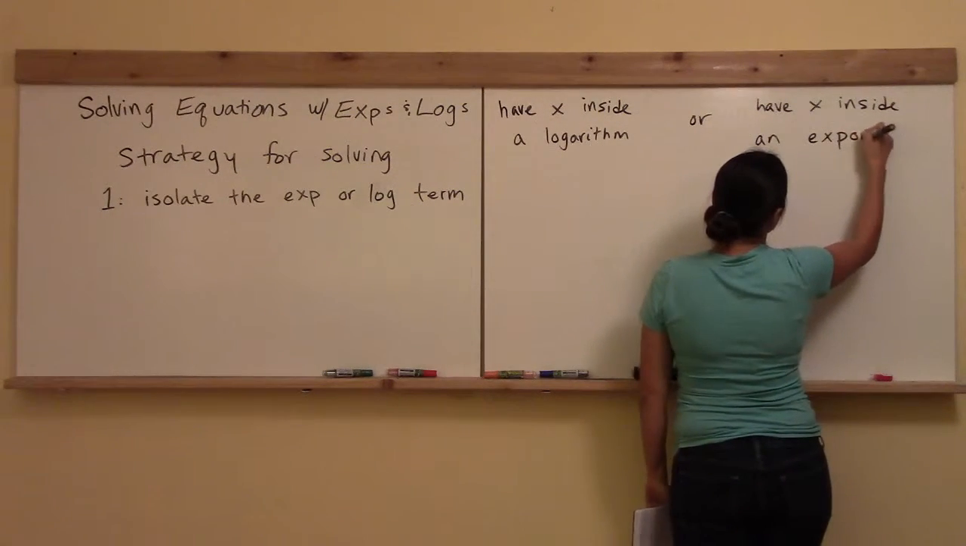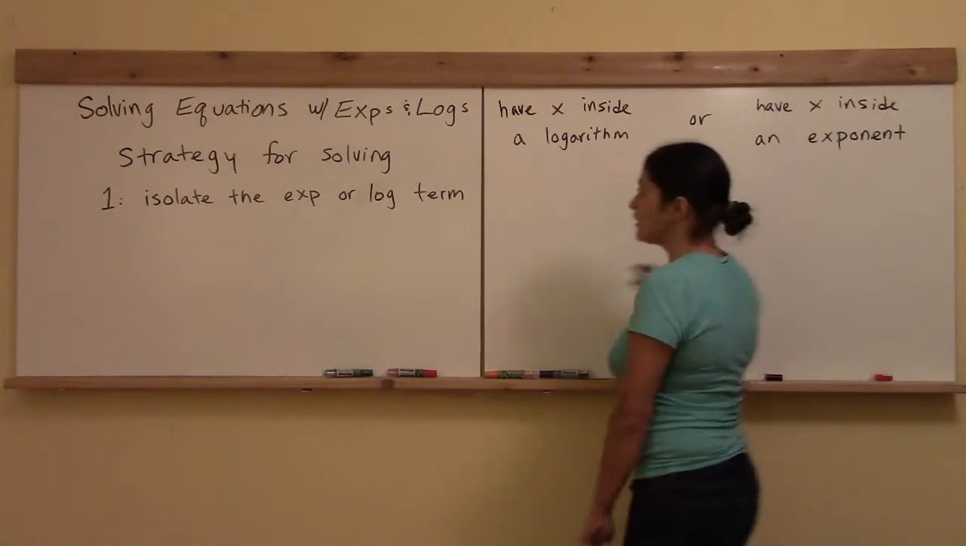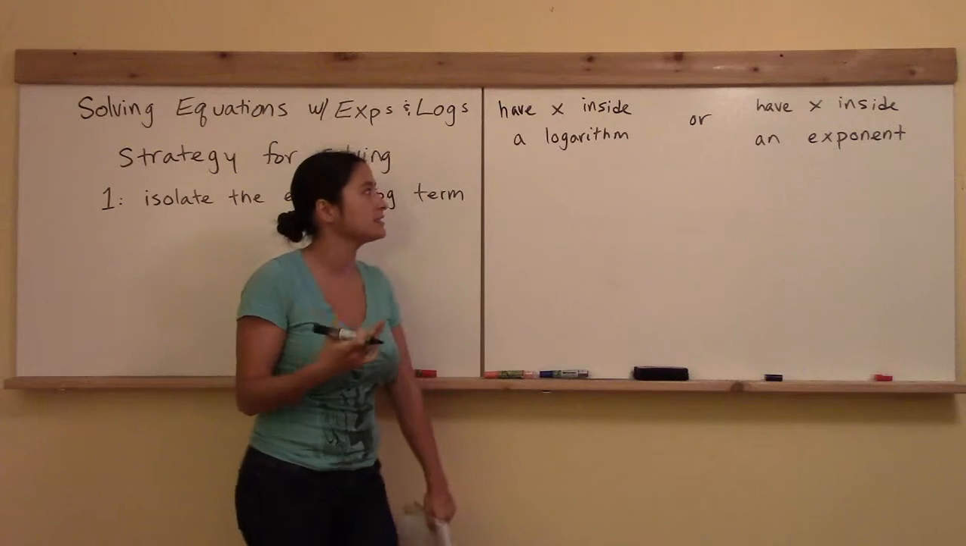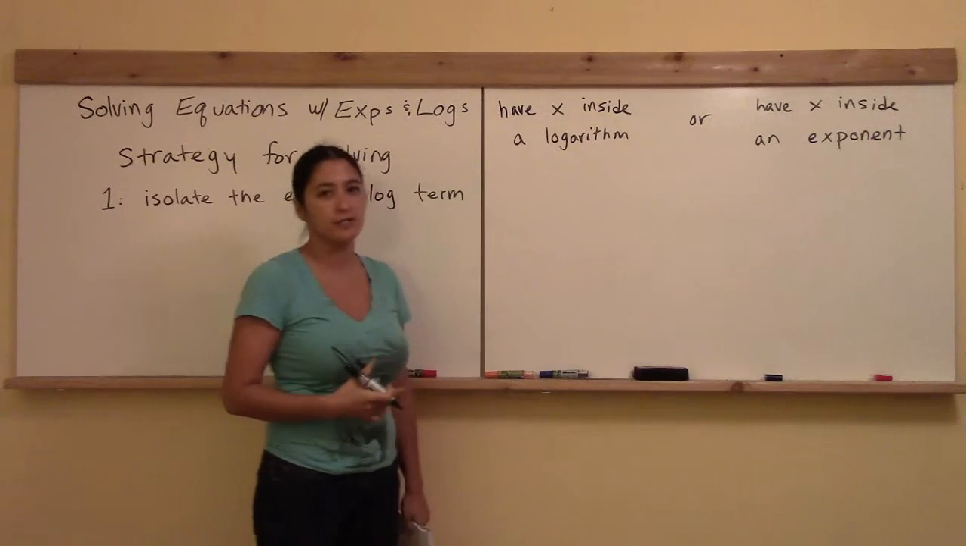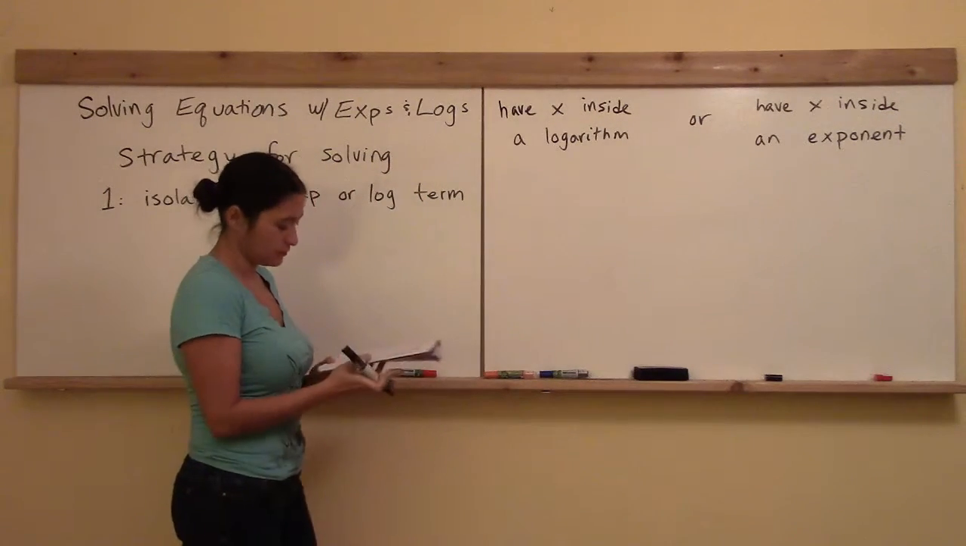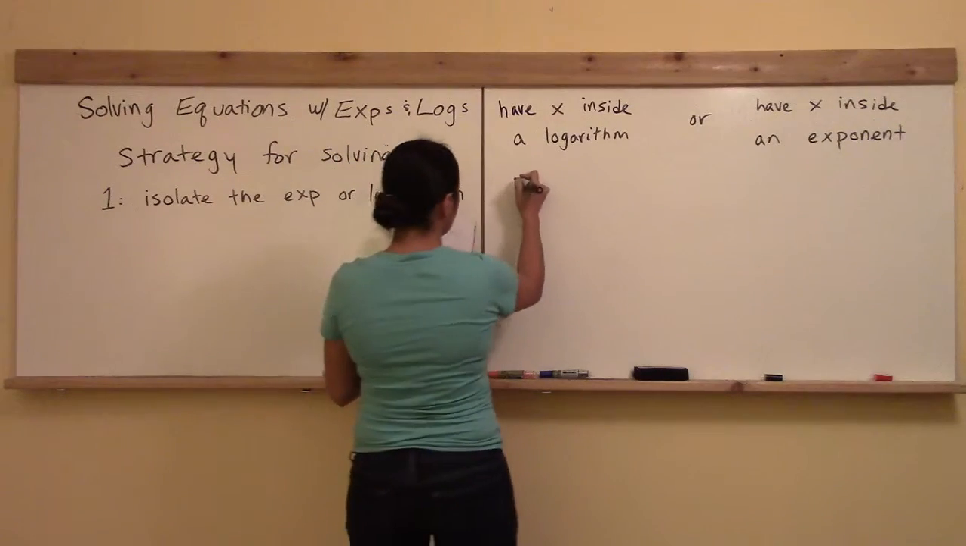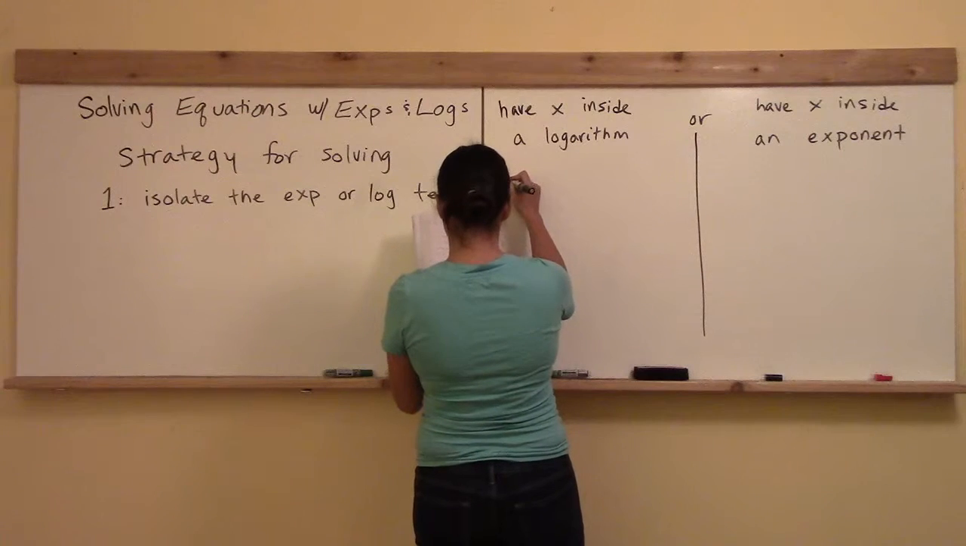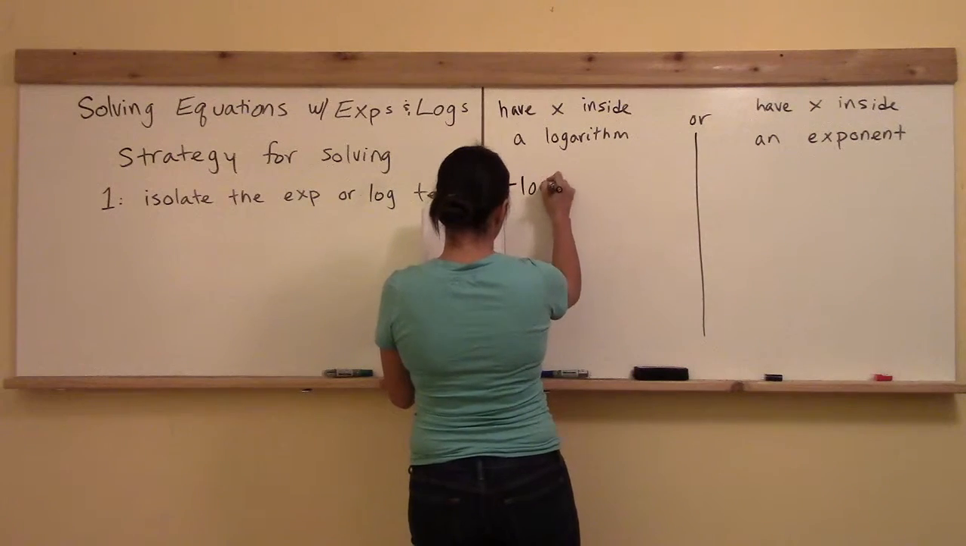Okay, so either way, the very first strategy that you're going to implement is to isolate that logarithmic term if the x is inside a logarithm, or the exponential term if x is inside an exponent. Okay, let me give you an example of each of these cases so that you can see how we would do that step one in either case.